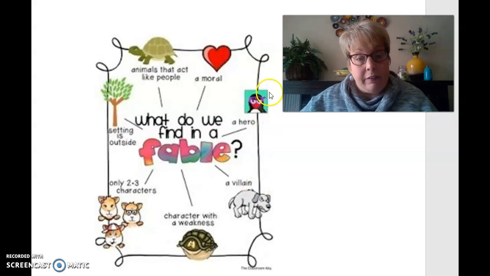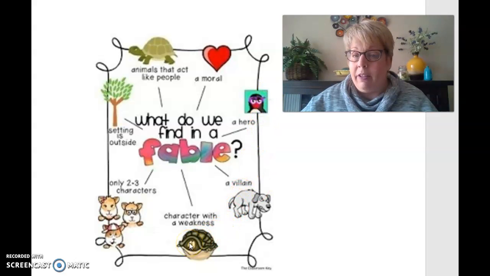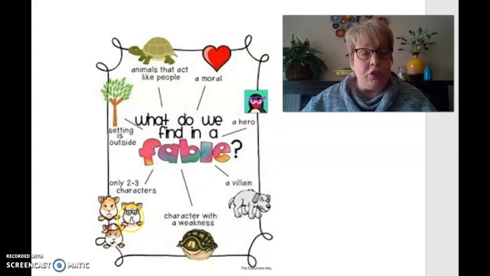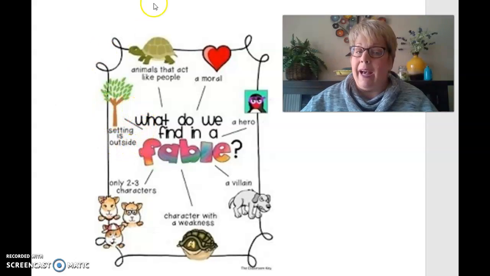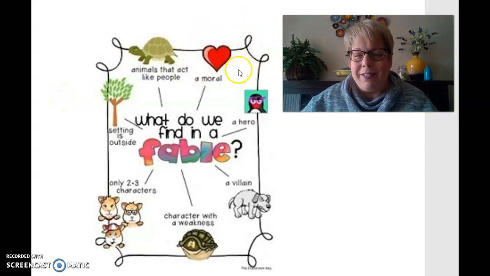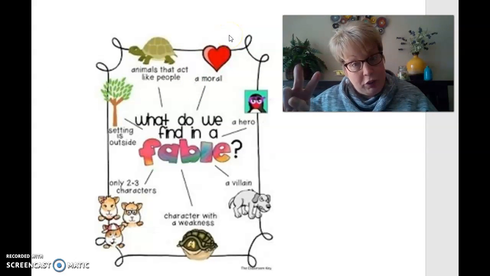One of these: hero, villain, character has a weakness, 2 to 3 characters, outside setting, an animal acts like a person. Here's the one that you must do today. So you have to tell me two.